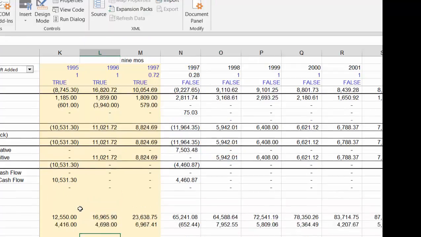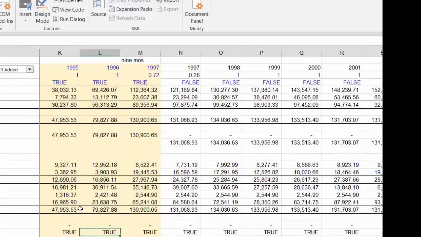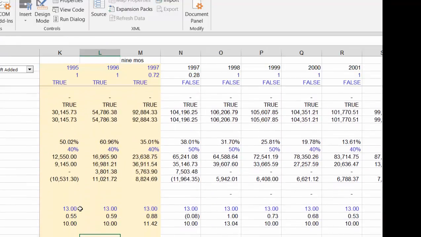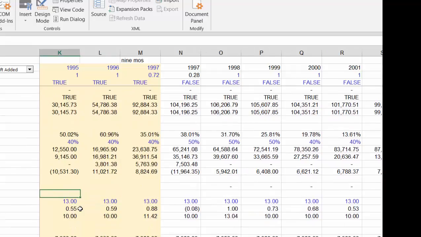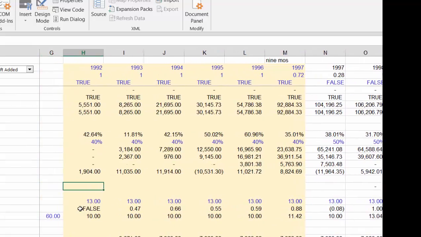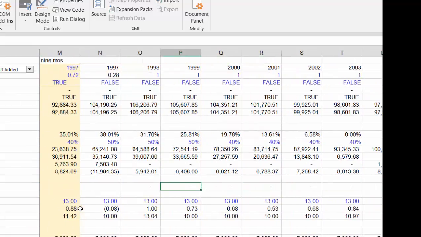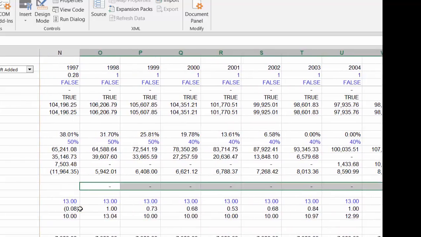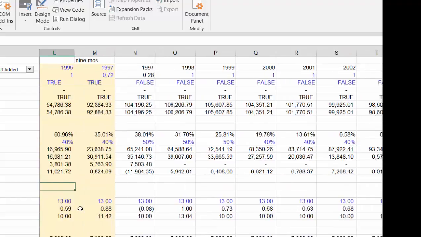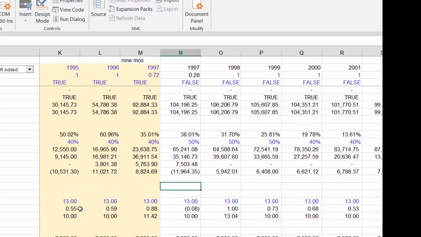Now, let's try this, okay? The first thing we better do is save the file, especially with these dynamic goal seeks, because it's very, very easy. It's Control S, save the file.